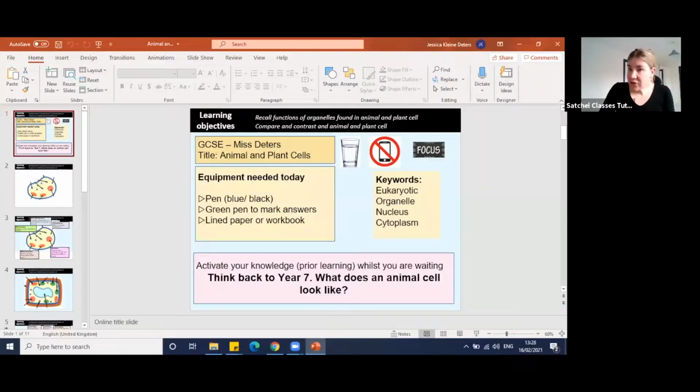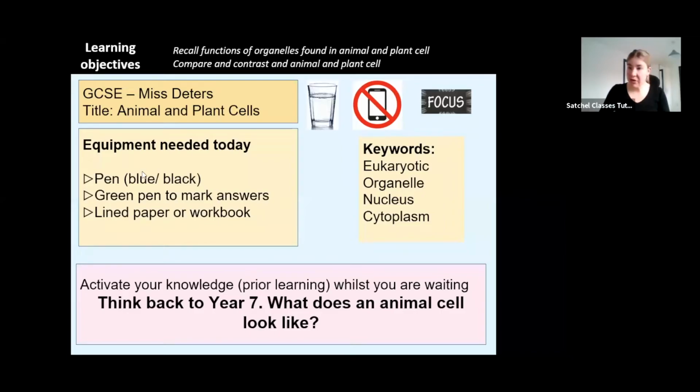All right, so what I'll do is I'll share my screen. I'll be working with some slides. It's completely up to you whether you have this particular equipment. I've suggested equipment, like a blue or black pen, maybe a green pen to mark your answers, maybe some lined paper or a workbook. I think that'll be really useful for today's session. If you're watching this on your phone or you're in a place that you can't really write things down, that is completely fine. You can still take part in the activities.